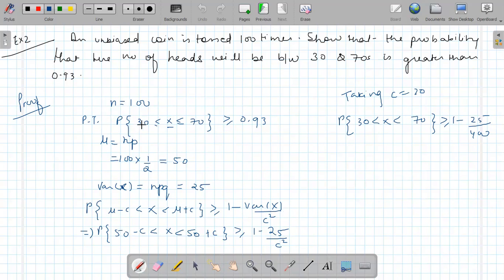Now we compare this with this. So obviously the value of c will be 20. Putting c equal to 20 here and here, you will get the lower bound. And this will be equal to 0.93 when you solve it.